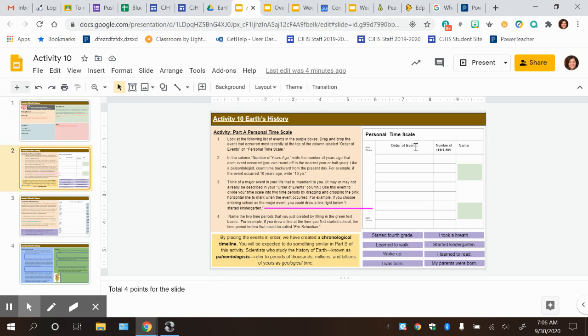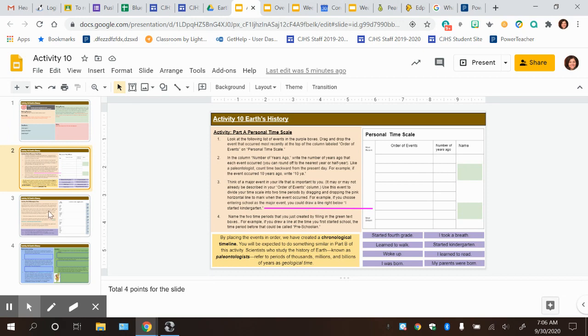And so when everybody, the most recent thing, they should have taken a breath, and then down here, parents were born, and then the pink line indicated a major event. Well, what we demonstrated when we made our own personal timeline is exactly what paleontologists and geologists do when they are making timescales for geologic time as well, because we placed everything in chronological order and then finding a major event that kind of divides things into time periods is what they do.